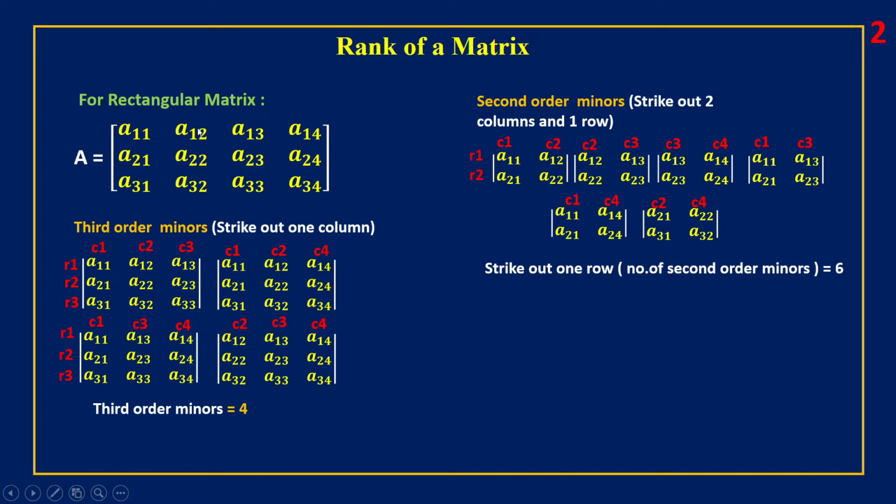So there are totally 3 rows, so we have to strike out 3 rows. By striking out 1 row, 6 second order minors are coming. And for 3 rows, the number of second order minors will be 6 into 3, totally 18 second order minors. Okay, for the 3 cross 4 matrix, there are 18 second order minors. And the first order minors equal 12, because it is a 3 cross 4 matrix: 3 cross 4 equals 12 elements. First order minors equal 12.